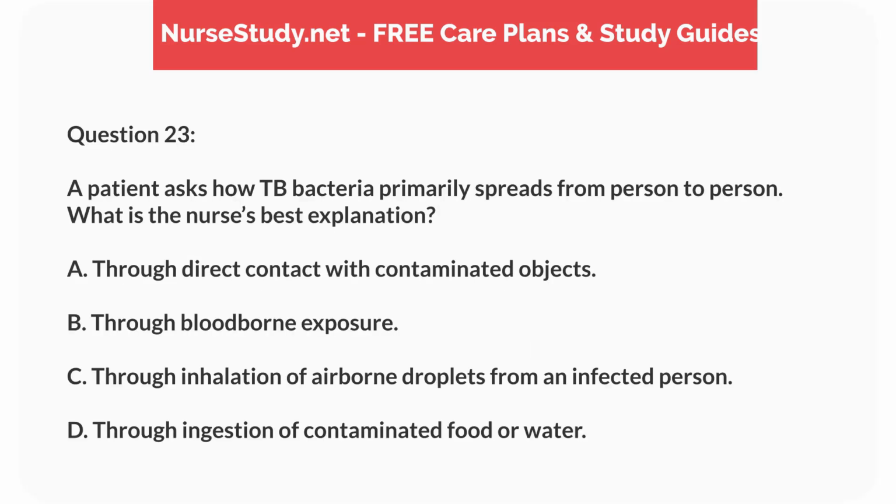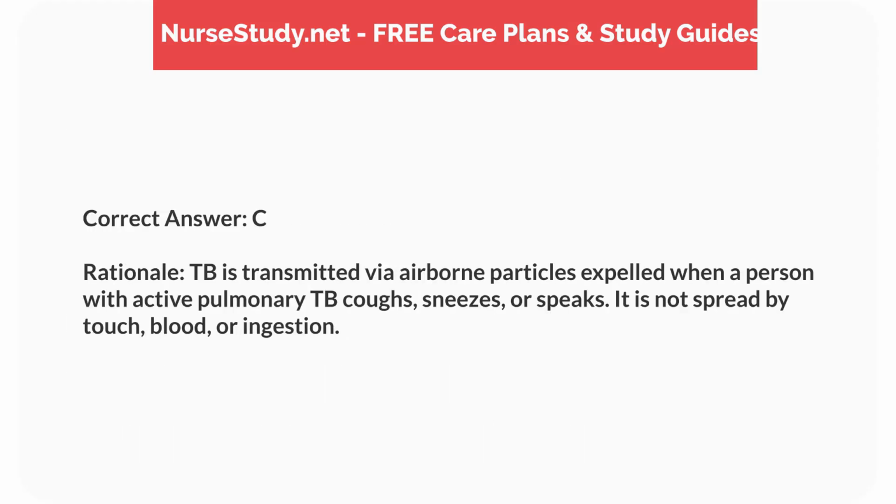Question 23. A patient asks how TB bacteria primarily spread from person to person. What is the nurse's best explanation? A. Through direct contact with contaminated objects. B. Through bloodborne exposure. C. Through inhalation of airborne droplets from an infected person. D. Through ingestion of contaminated food or water. Correct answer, C. Rationale: TB is transmitted via airborne particles expelled when a person with active pulmonary TB coughs, sneezes, or speaks. It is not spread by touch, blood, or ingestion.